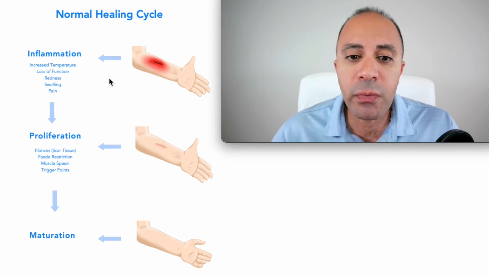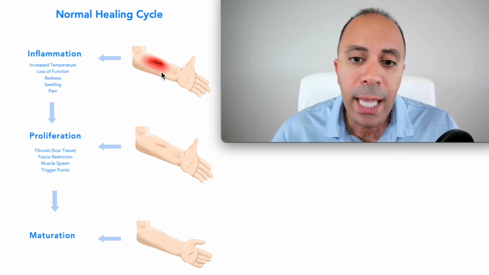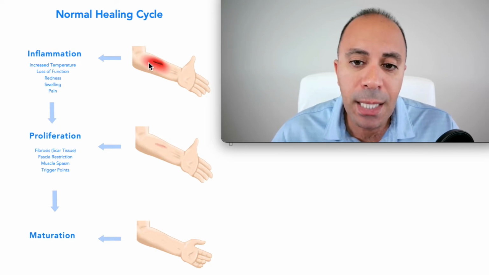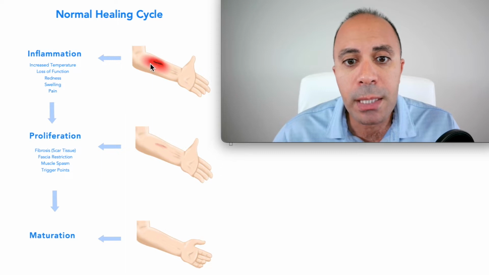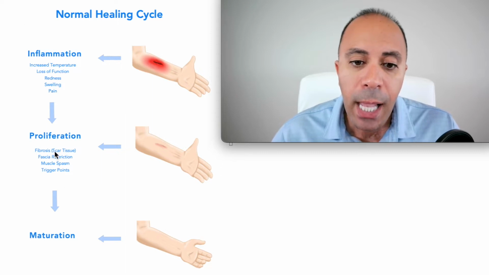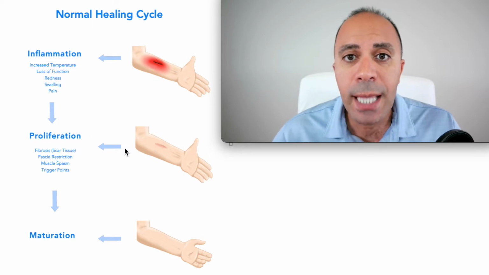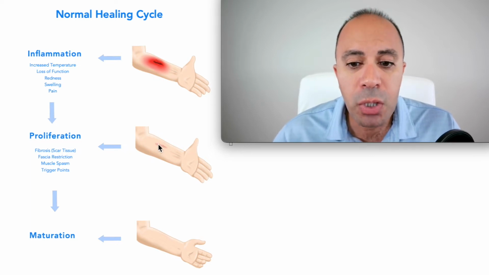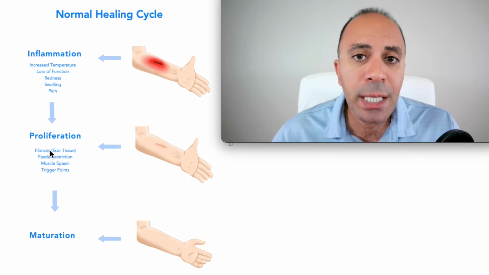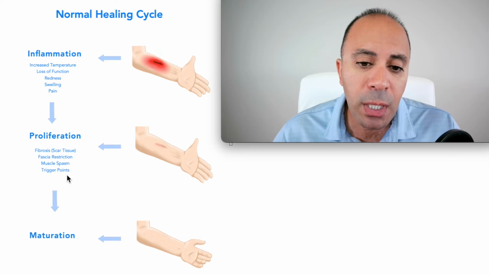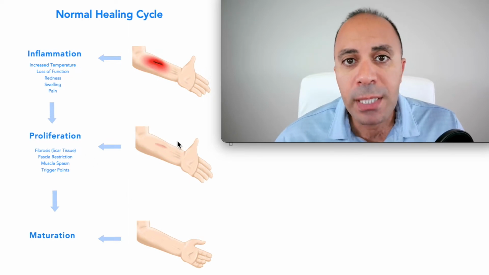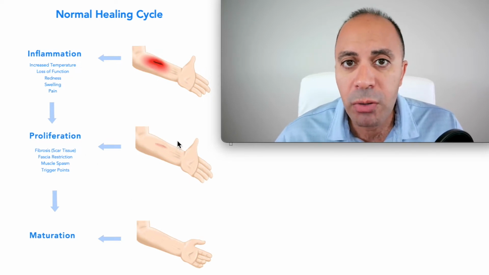So the first stage of healing, when we look at the paper cut, is inflammation. You can see it here in this image: swelling, redness, the blood starts to rush to that area. The second stage of healing is called the proliferation stage. That's when your body starts to build the scar tissue. During this stage, there is actually a cascade of events: fascial restrictions, muscle spasm, trigger points. For the sake of our time, I will focus on the scar tissue here.